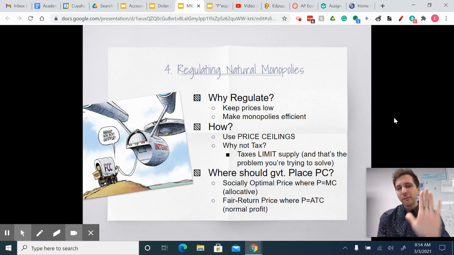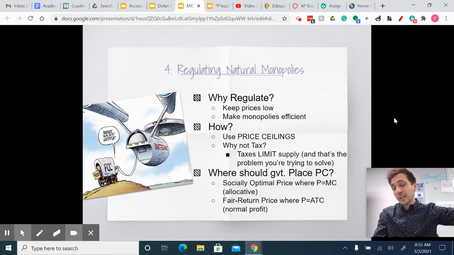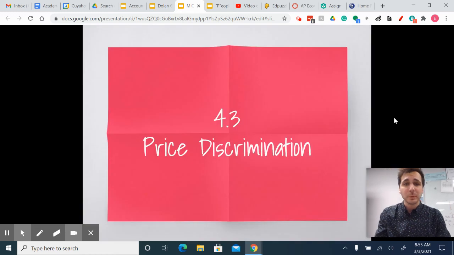If they do it at the fair return price, where price equals ATC, or economic profit is zero, there'll be a normal profit there, which means that there'll be a positive accounting profit. You don't have to subsidize. Most of the time, fair return price ceiling is the optimal one. That's it. Whew, that's a lot.